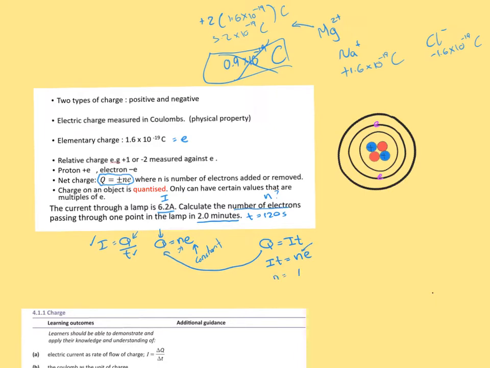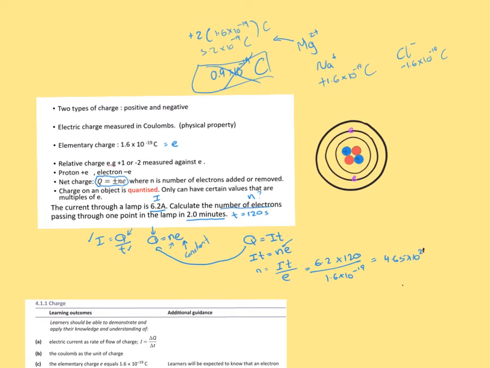So I have n is equal to I t over e. I divide both sides, obviously, to get n by itself since it's multiplied by e. And I just put my numbers in: 6.2 times 120 divided by 1.6 times 10 to the minus 19. And this gives me 4.65 times 10 to the 21 electrons. There is no unit, because the number of electrons does not have a unit, so be careful with that one.